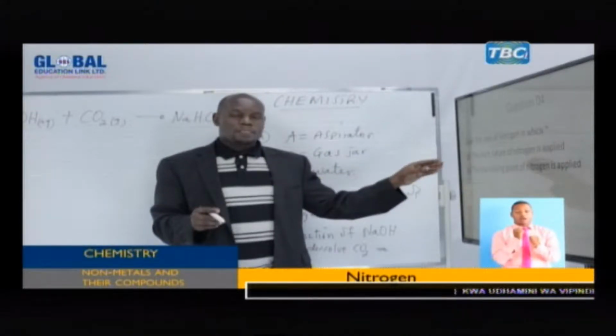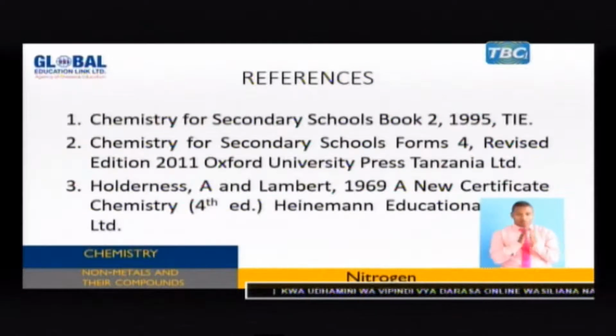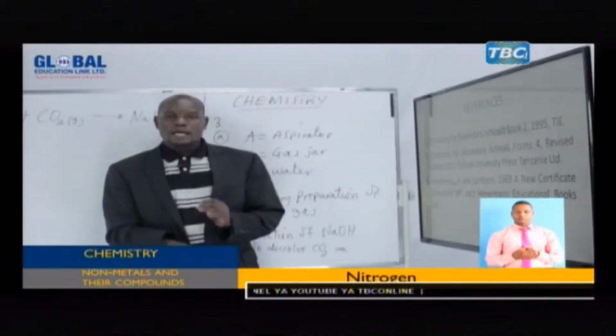Now for references, you can go through these three books. We have a book known as Chemistry for Secondary School, Book 2, written by Tai. The second reference is Chemistry for Secondary School Form 4, revised edition, from Oxford University. The third reference is New Certificate Chemistry, 4th edition, commonly known as Lambert. By going through these references, you can gain more knowledge on our discussion.